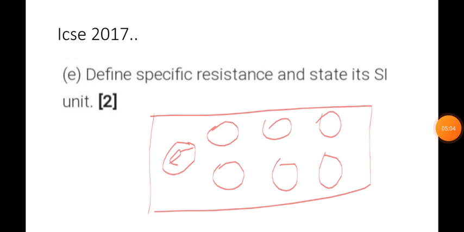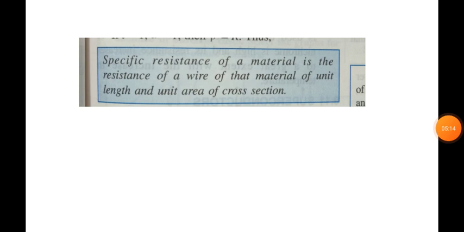There are a few questions based on specific resistance. Define specific resistance and state its SI unit. This question was asked in 2017. This is the definition: specific resistance of a material is the resistance of a wire of unit length and unit area of cross section. So, what is the meaning of this?